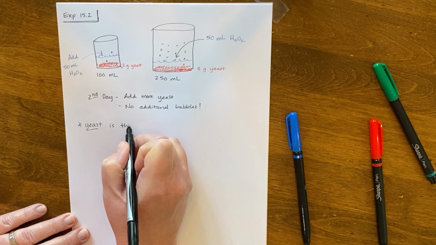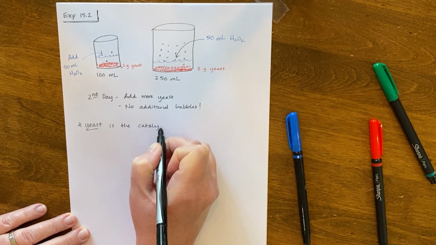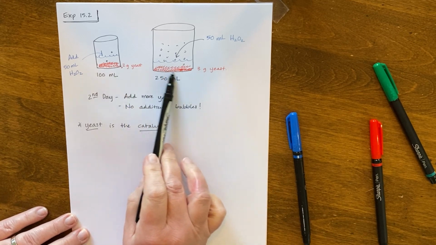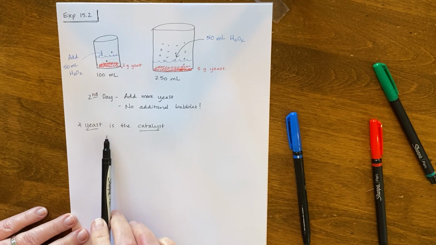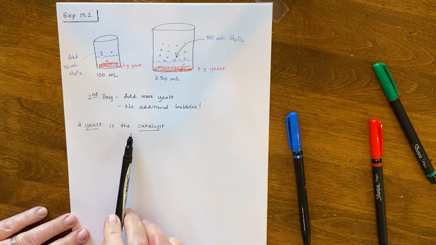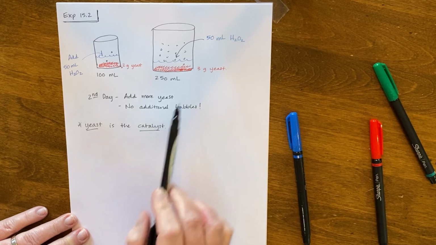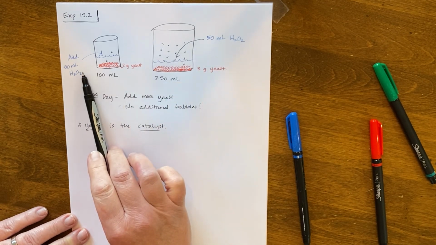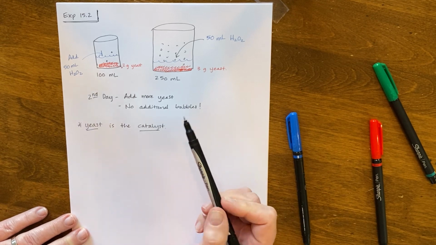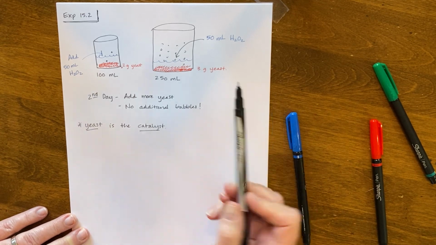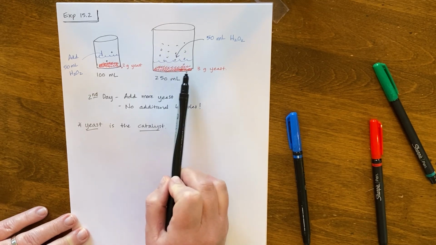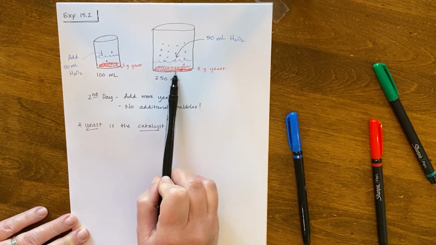Well, what happens here is that yeast is the catalyst. Okay, and that's why the second day when I came back, I could still see the yeast in the bottom of the beakers, okay? It was not getting used up. The yeast just made the decomposition of the hydrogen peroxide go faster. Because it's a catalyst, it increased the rate. That's why when I had more yeast in the larger beaker, I saw more bubbles, because the reaction was happening faster.